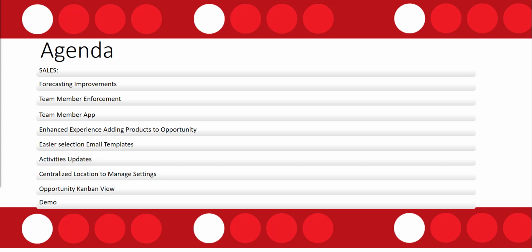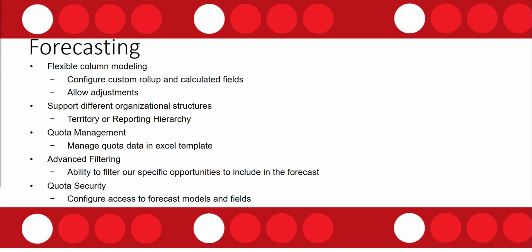So let's get started. What I'm going to be covering today is obviously, like I said earlier, the sales improvements. And those are forecasting improvements, the team member enforcement, including the team member app, enhanced experience adding products to opportunities, the easier selection of email templates, the activities updates. I'm going to show you the centralized location to manage settings now in the Sales Hub. We're going to discuss the opportunity Kanban view, and I'm going to do a demo and show you some of that functionality as well. So let's start with forecasting.